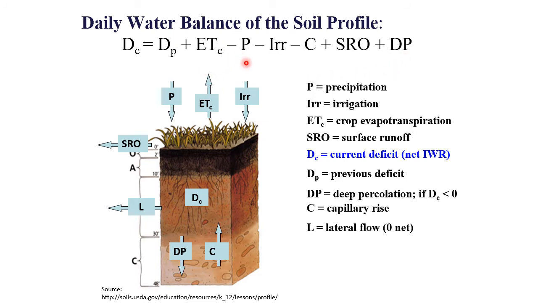Those terms that are negative are additions of water into the soil profile and reduce the deficit. These are precipitation, irrigation, and capillary rise that is possible from a shallow water table, if there is the presence of a water table. The weather data is incorporated in the calculation of ETc. Of course, precipitation is measured by the rain gauge, and these two terms really incorporate the weather.